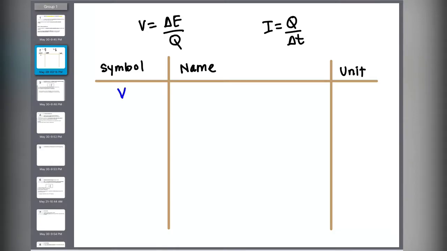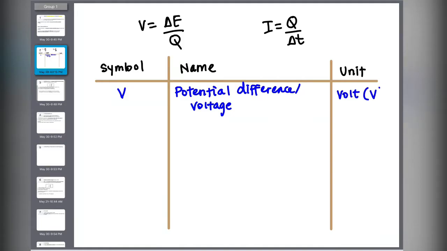Okay, so the symbol V stands for, it can be called the electrical potential difference. So I'm going to write potential difference. And another commonly used word is voltage. Those two words are interchangeable. The unit that it's measured in is volts, capital V. Delta E is change in energy, and just like other energy, it is measured in joules.